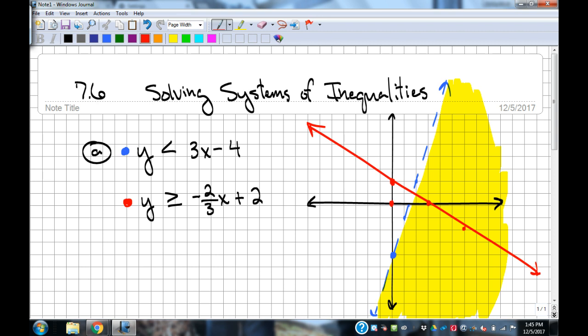Okay, and then I need to shade. Can I test 0, 0 again? As long as the line doesn't go through it, I can test it. Is 0 greater than 2? No. So that means I'm going to shade away from the test point because it was false. So I would shade above that line.